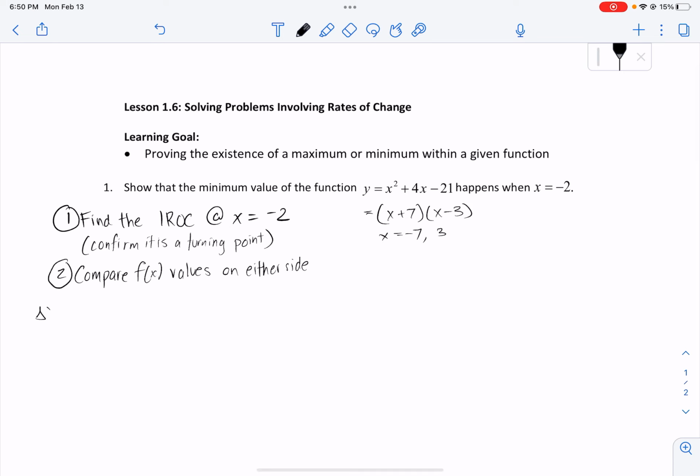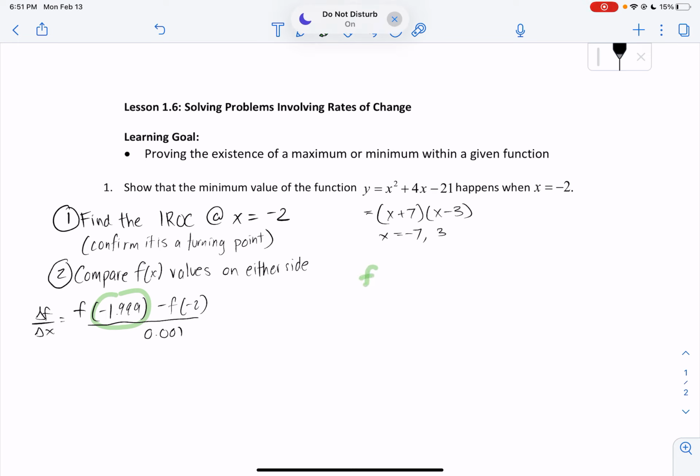So delta f over delta x is f at negative 1.999 minus f at negative 2, all over 0.001. This is the second method for finding instantaneous rate of change. Note that this looks like negative 1.999 because negative 2 is a negative number, so negative 1.999 is 0.001 more than negative 2. That's an important thing to note here. So we have to find these values.